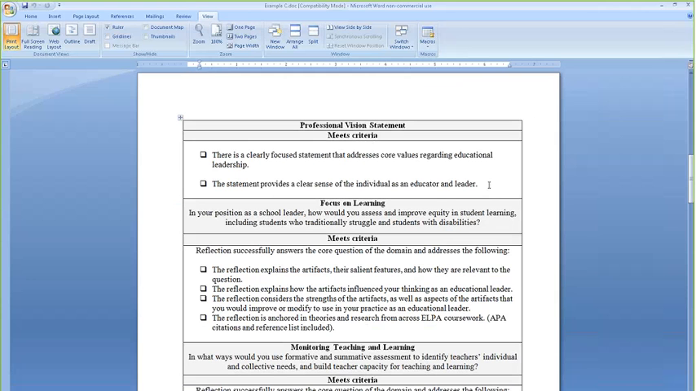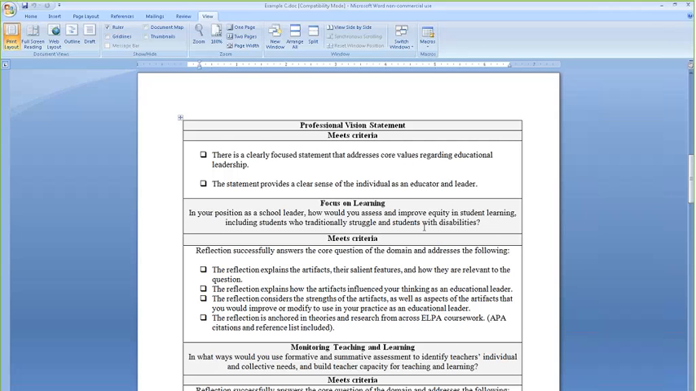The other thing that puzzles me are these categories that appear here. You see professional vision statement, and you see focus on learning, which has a great question: in your position as a school leader, how would you assess and improve equity in student learning, including students who traditionally struggle and students with disabilities? Terrific thing to have as a competency. We want to know that our school leaders are able to do that.